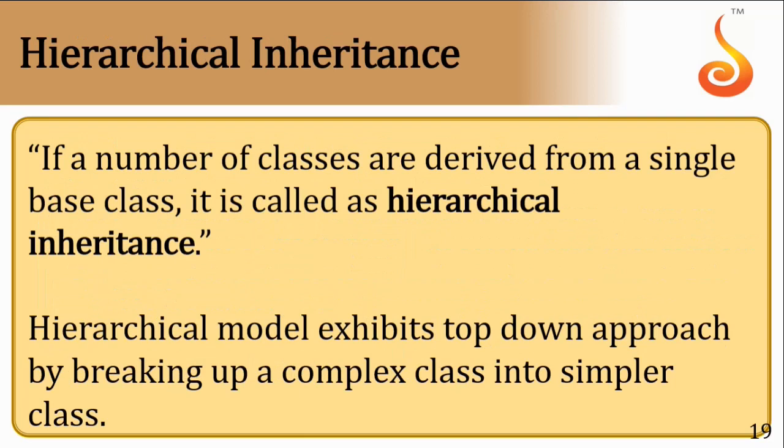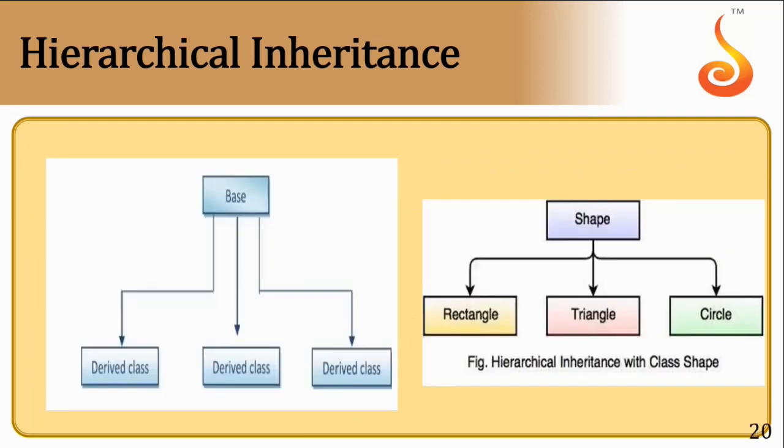Next is hierarchical inheritance. If a number of classes are derived from a single base class, it is called hierarchical inheritance. Means you have one base class, and I am deriving multiple derived classes, not one below the other. When I say one below the other, it means multiple inheritance. For example, I have a class called shape, I can derive three classes, rectangle, triangle and circle, from the shape. All three share the same base class.